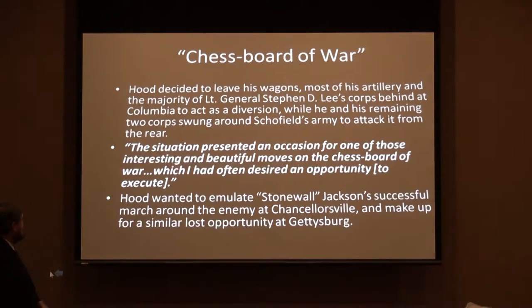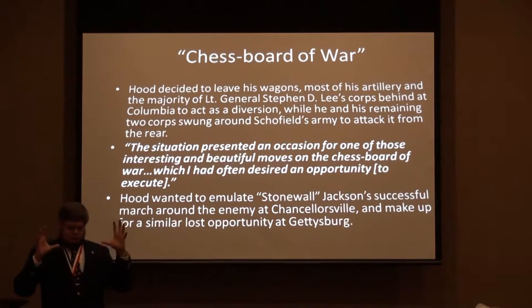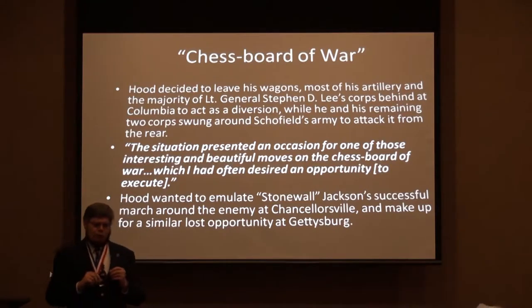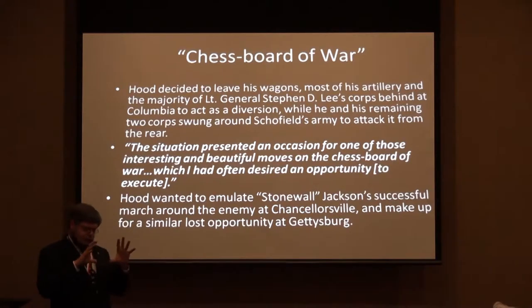This is Hood's words. "The situation presented an occasion for one of those interesting and beautiful moves on the chessboard of war, which I had so often desired an opportunity to execute." So Hood sees himself as the avenging angel. He's going to avenge Stonewall Jackson, who was a hero to him. He's going to avenge his death. He's going to repeat Stonewall's brilliant victory at Chancellorsville.